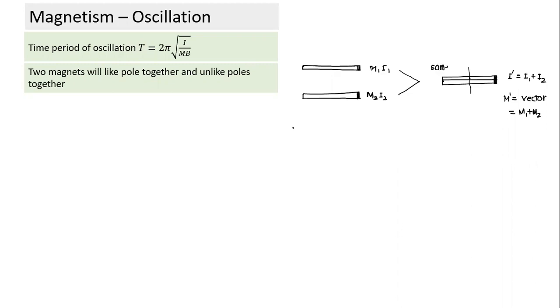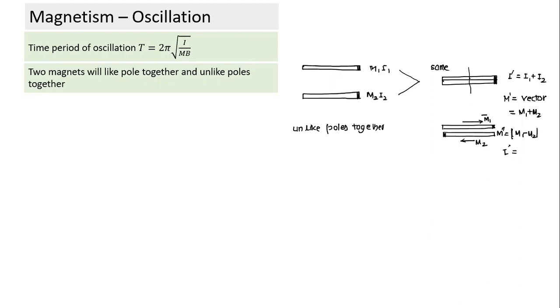And when we have unlike poles together, what does unlike mean? If I place one with north in this direction, that is the first magnetic moment, M1. And if I place the other with unlike poles together, north is towards the right for one and towards the left for the other. This is M2. What is the vector sum of the two? M dash, in this case, will be equal to the difference of the two, the modulus. And I dash will be the sum only.